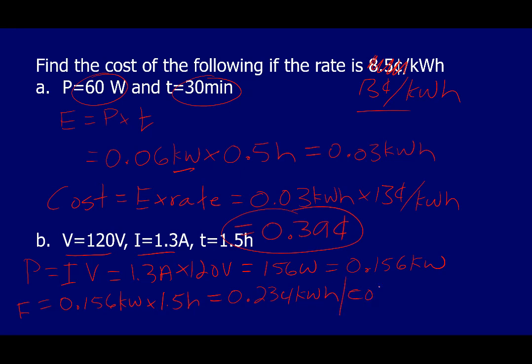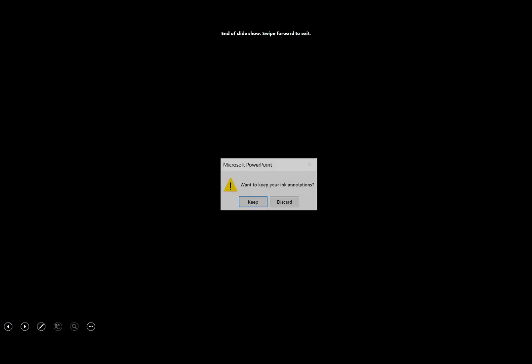So I'm going to write over here cost equals, again, energy times my rate. So 0.234 kilowatt hours times 13 cents per kilowatt hour. Got a little messy there. 0.234 times 13 cents gives me 3. So it cost me about 3 cents to run that thing for 1.5 hours, whatever it was. More than the first thing costs, and that's the way that goes. Lots of these little things adding up in our homes.